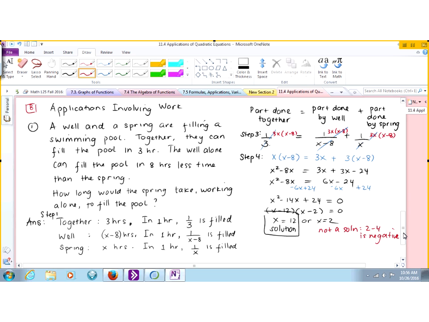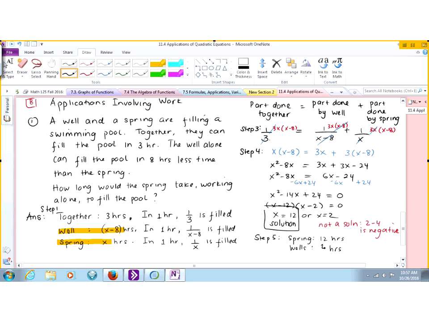Right? Okay, so the question now is, how long would it take the spring to fill? Spring is how many hours? And then the well is how many hours? Spring is x hours. So you see here, spring is x, and then well is x minus 8. So spring is 12 hours. What about the well? 12 minus 8, which is 4 hours. Yes. That's good.